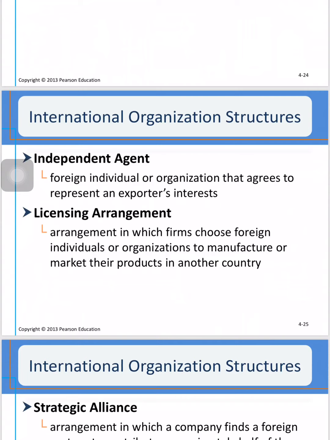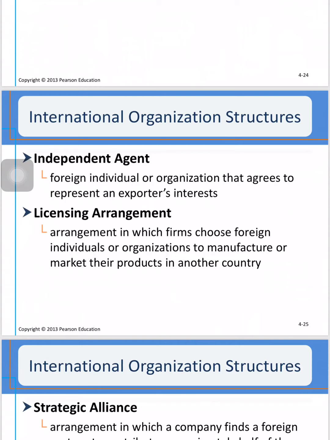If you see in your textbook, for example, Peter So operates an import-export office in Hong Kong. He and his staff of 3 handle imports from about 15 foreign companies into Hong Kong and about 10 Hong Kong firms that export products abroad. This is the independent agent, a foreign individual or organization that agrees to represent the exporter's interests. They are agents who represent their exporter's product in particular countries.